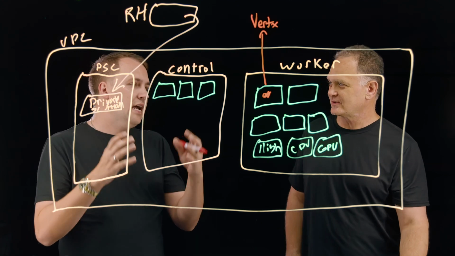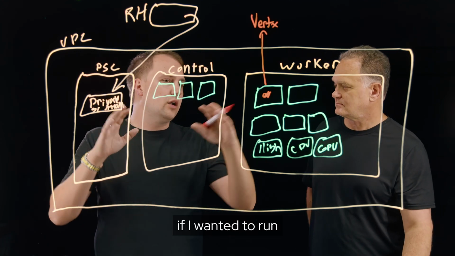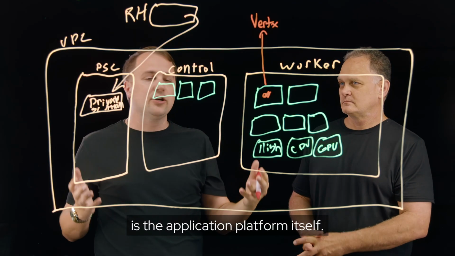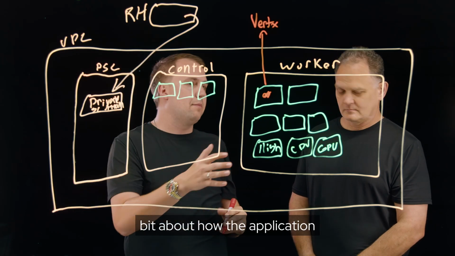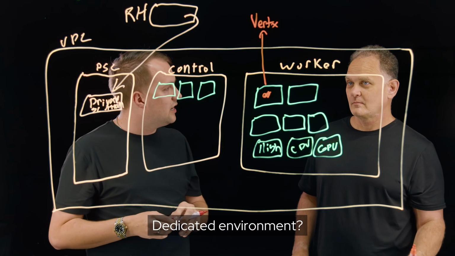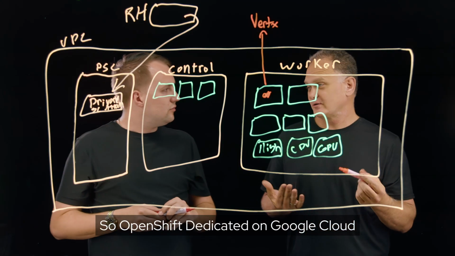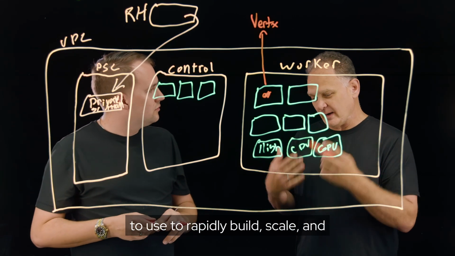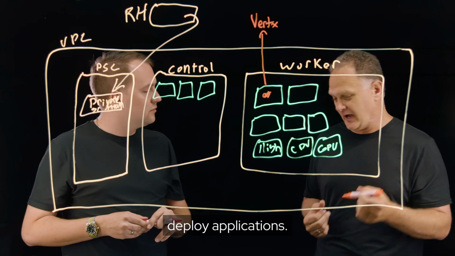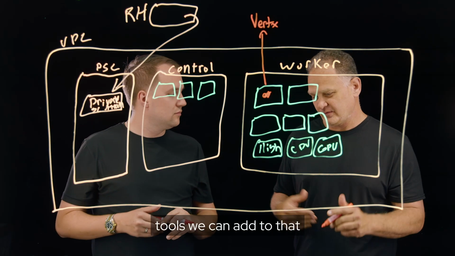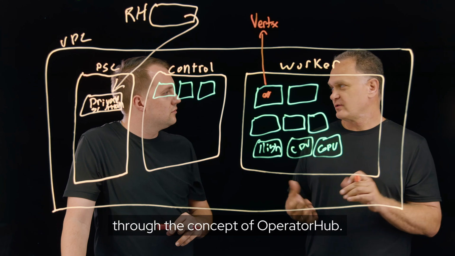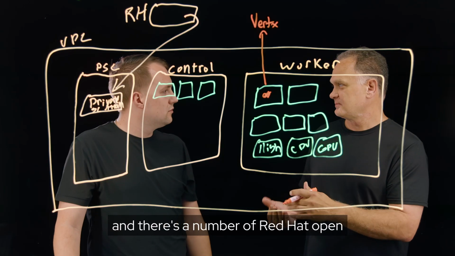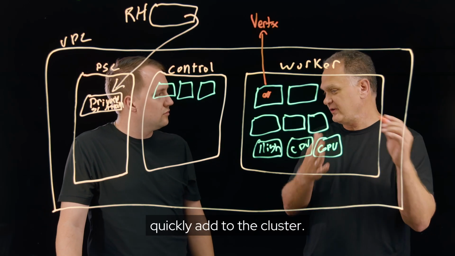That's great. Fantastic. In addition to that, tell me a little bit about if I wanted to run things on OpenShift. One of the values that we talked about is the application platform itself. Can you tell me how the application platform plays into the OpenShift Dedicated environment? Yeah, I'd love to. OpenShift Dedicated on Google Cloud provides an application platform for your developers to rapidly build, scale, and deploy applications. We have a variety of tools we can add to that through the concept of Operator Hub. Included with OpenShift is Operator Hub, and there's a number of Red Hat open source and third-party operators that we can quickly add to the cluster.